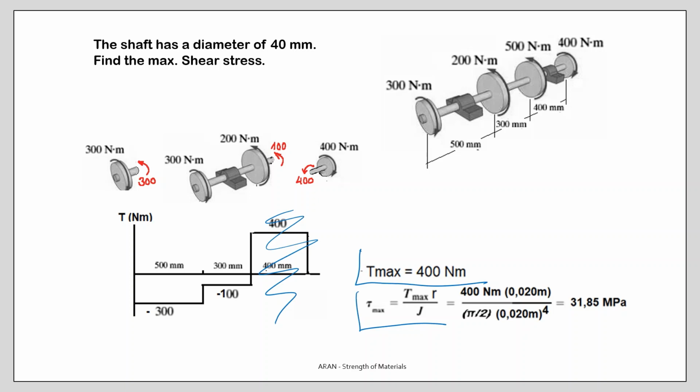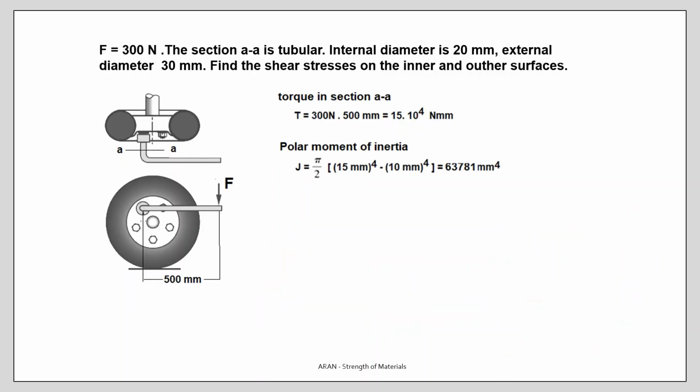I take my simple formula, my torque, my radius, and the J, the polar moment of inertia. All units are in newtons and meters, so the result will be in pascals, which is Newton per meter square, and you can convert it into megapascals, and the result will be 31.85.